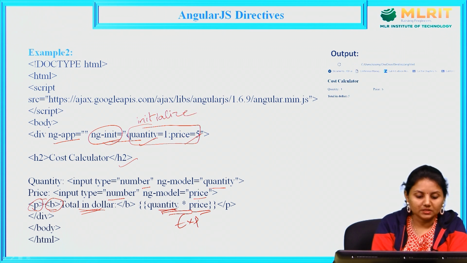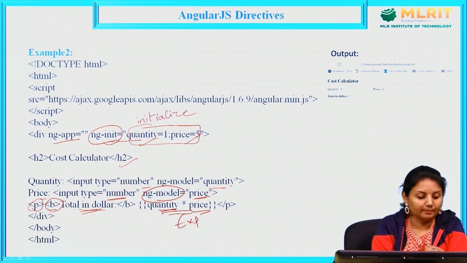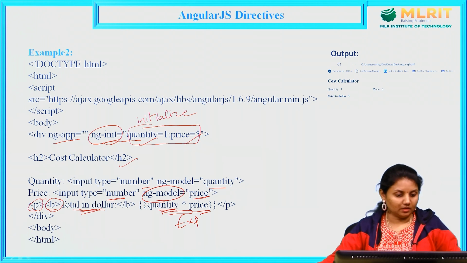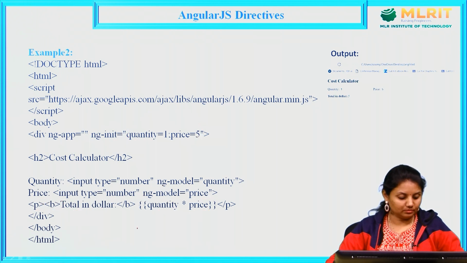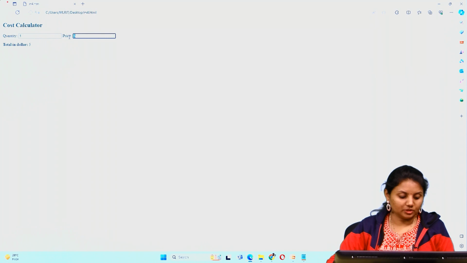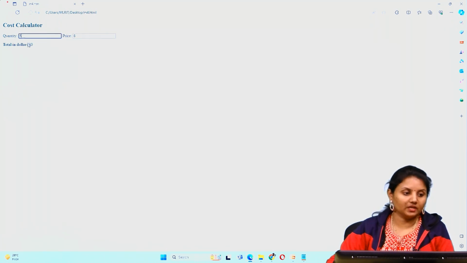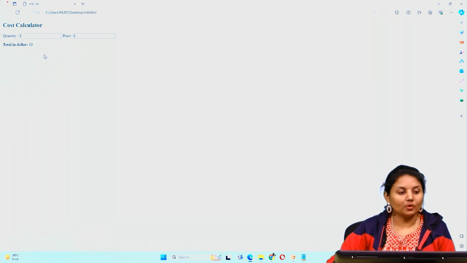Okay. So this model is binding price and taking input as a number. Okay. Then dollar you are printing. See how we are going to execute this. Okay. So here shall I make it as 6? So output is 6. I will make the quantity as 5. So the output is 30. So what is happening here?